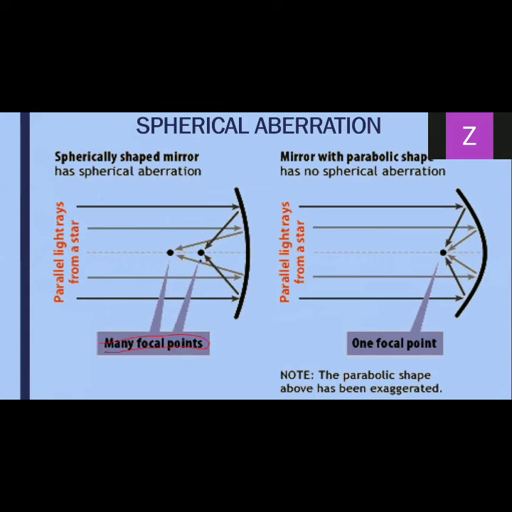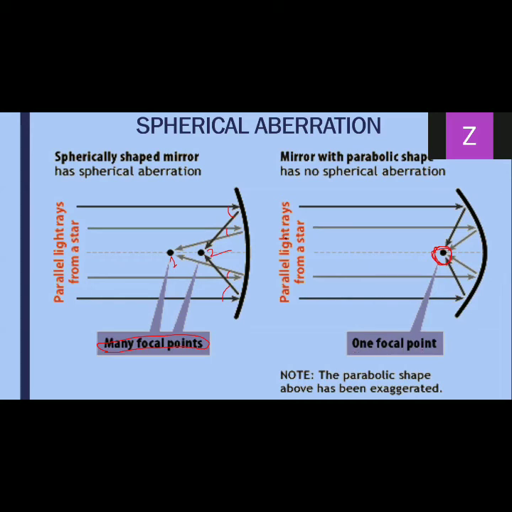Due to the shape, you can see here the angle is different, whereas in this case the angle is different. So obviously the converging points will be different. The rays are going to converge at two different points. This is one and this is another point. Ideally, in a parabolic shape, the rays should converge at a proper point, only one single focal point.